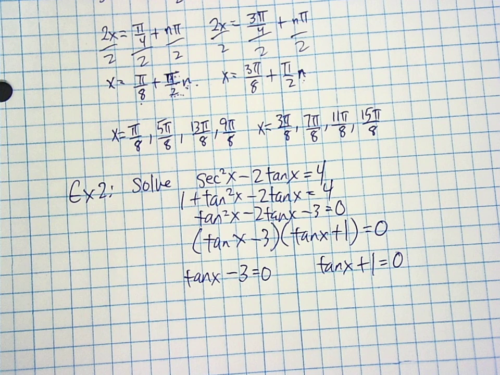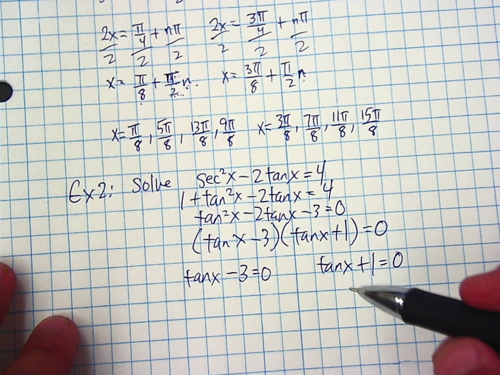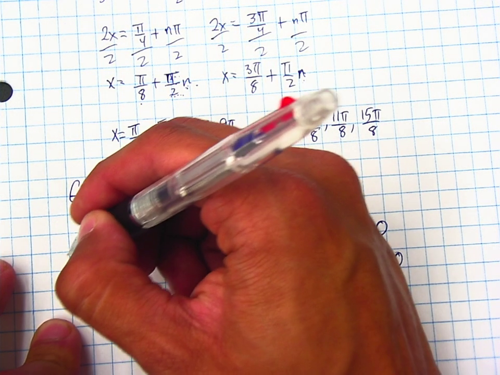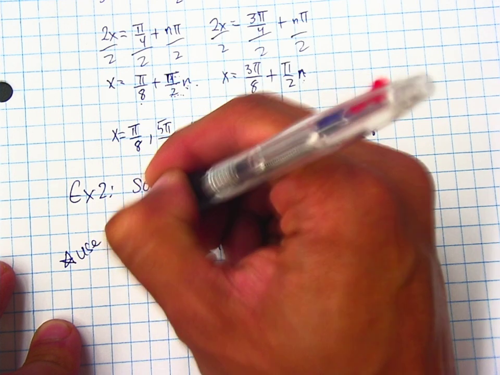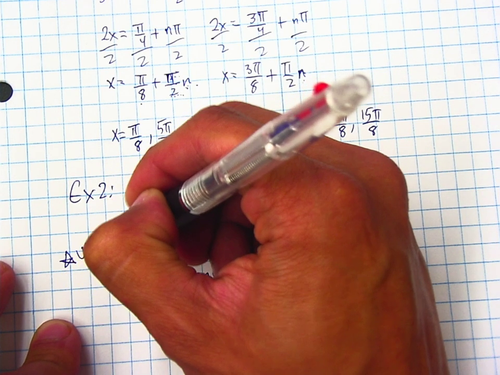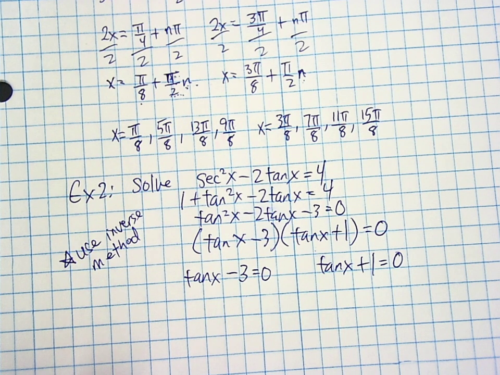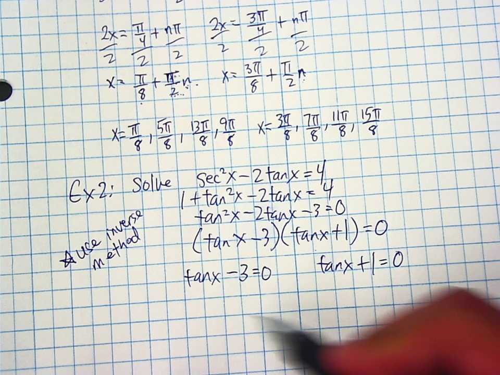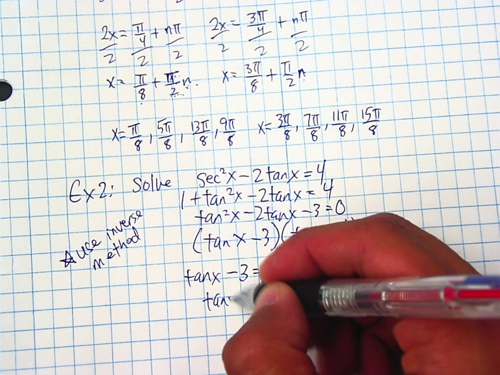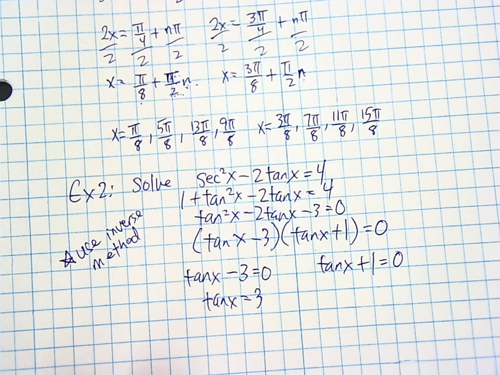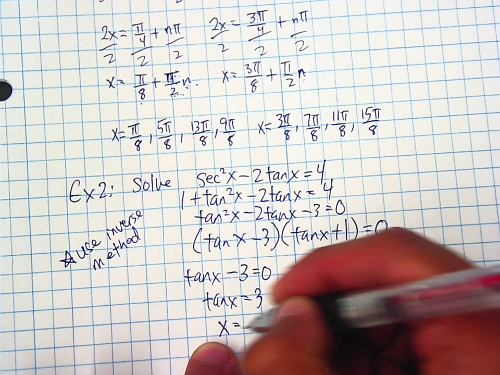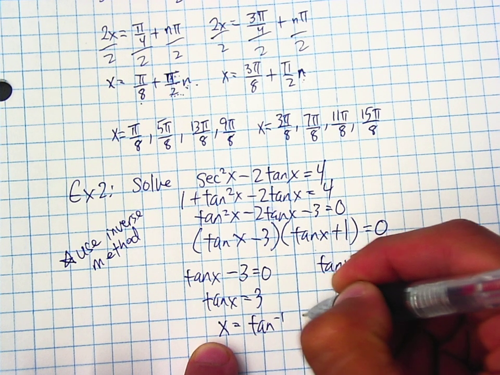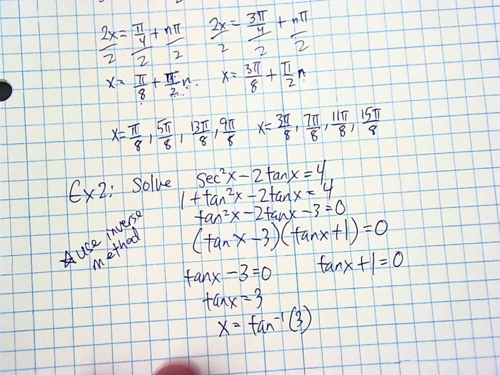Okay, for this one, I'm going to do a different method. I'm going to use the inverse method. Okay, so I'm going to first add 3, so tangent x equals 3. And then I'm going to actually solve for x. So I'm going to arctan both sides. So x equals the arctan of 3.